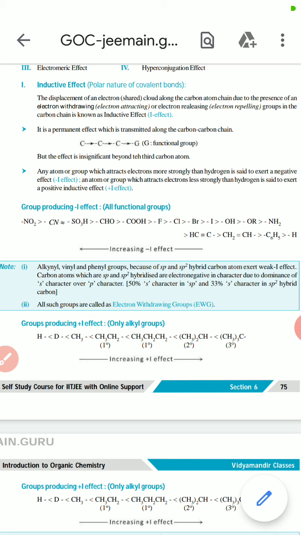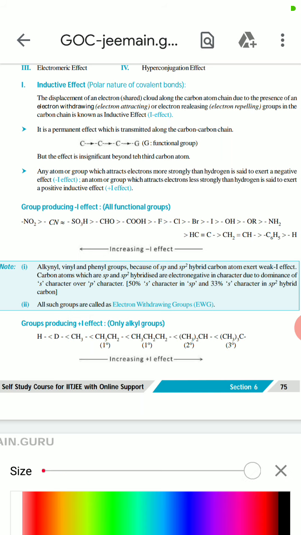The displacement of the electron shared cloud along the carbon atom chain due to the presence of an electron withdrawing group or electron releasing group in the carbon chain is known as inductive effect. First of all, we have to understand the meaning of inductive effect. Let's see what inductive effect is.